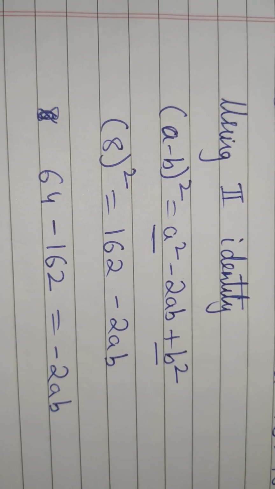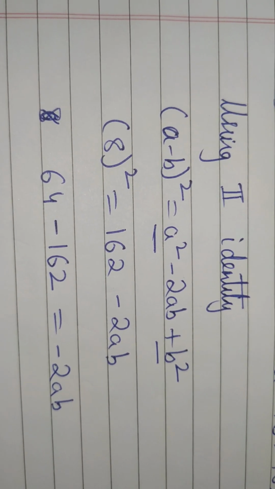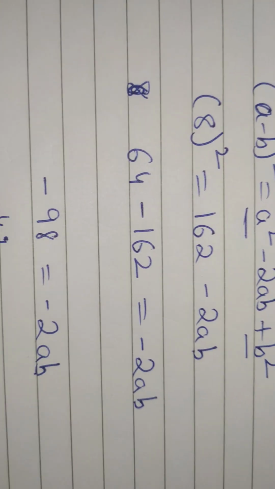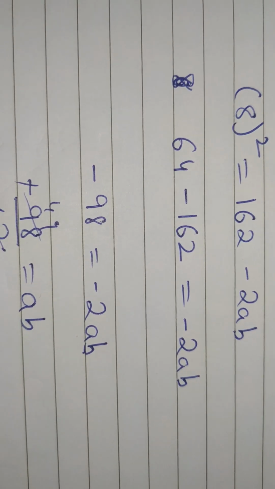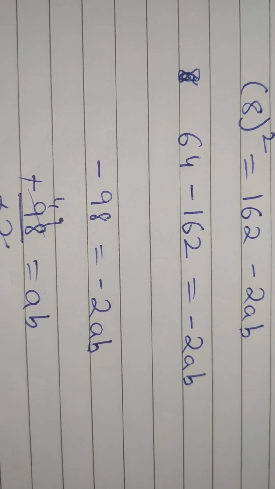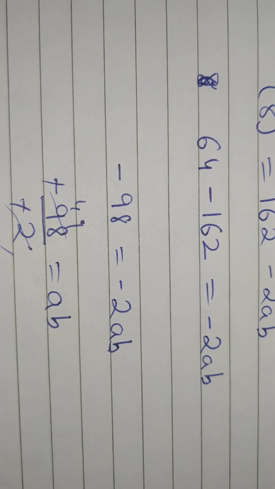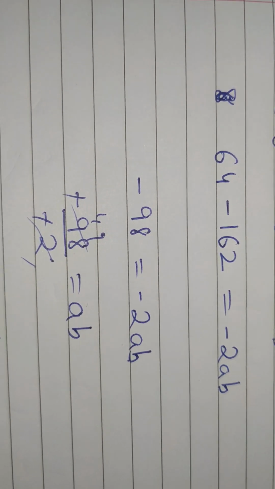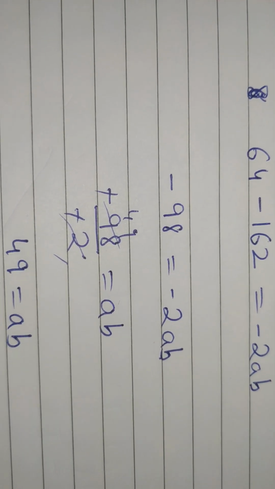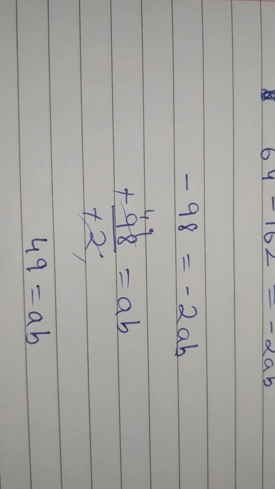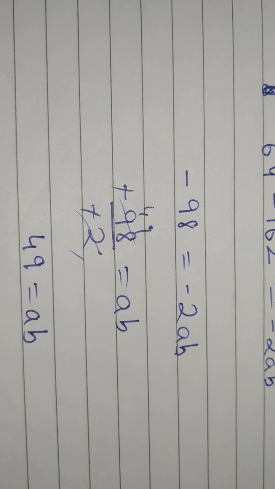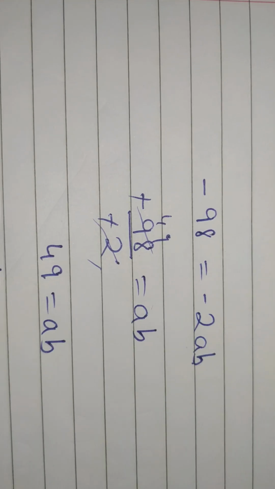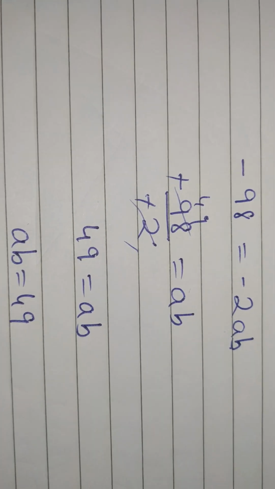So 8 square will be 64. 64 minus 162 is equal to minus 2ab. If I subtract, I will get minus 98 is equal to minus 2 upon ab. So minus 2 I will take on the other side, so it will go in division. Minus minus will cancel. So 2 ones are 2, 2 fours are 8, and 1 will remain. So 2 nines are 18. So ab will be 49.